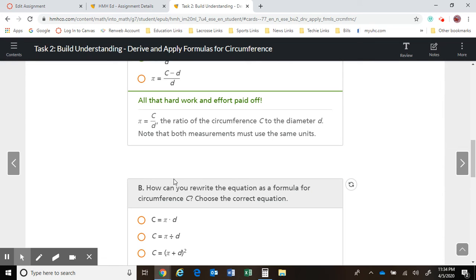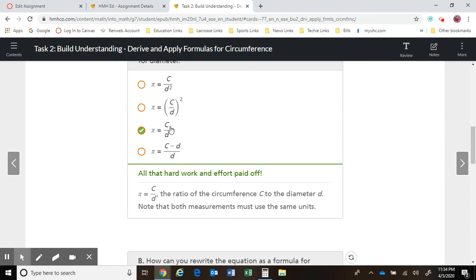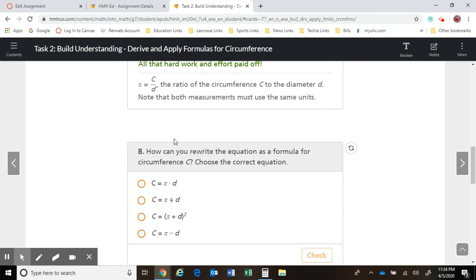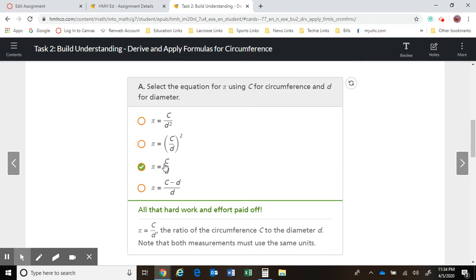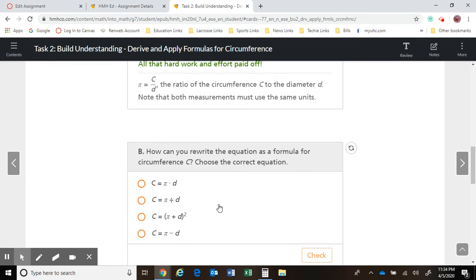So how could you rewrite it? How could you solve for just circumference? Think about this. If I just want to solve for circumference, what do I need to do here? Well, in this case up here, I had to take circumference and divide it by the diameter. But what if I took pi and multiplied it by the diameter? Would that give me circumference?